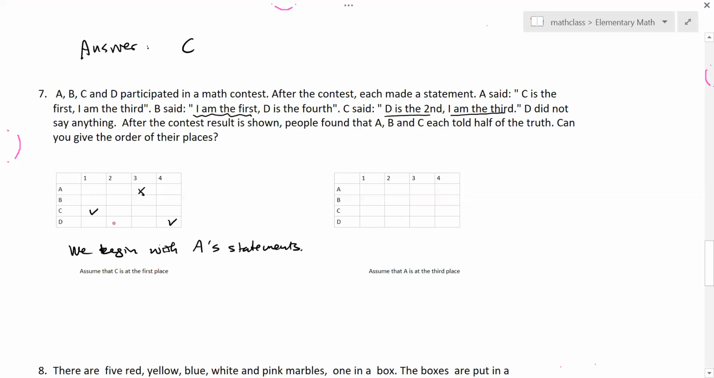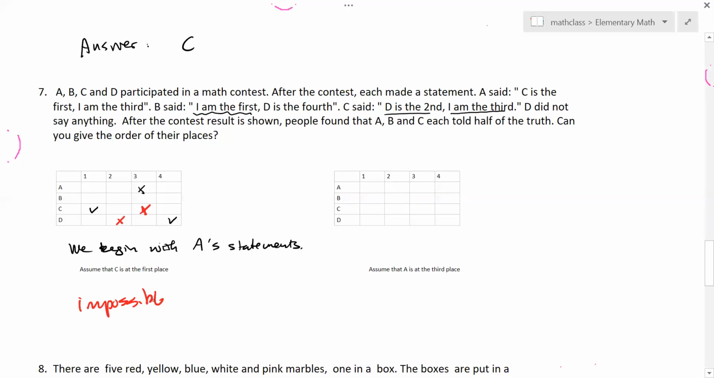And I think this cannot be true. The reason is we already know D is the fourth place. So D cannot be second place. Then the second half of the statement should be right: I'm the third one. So C is the third one. Then it's impossible, you have two thirds, and C is already the first one. That's a contradiction. So C cannot be the third one, and D cannot be the second one. But C says D is the second one, C is the third one, so that's impossible.